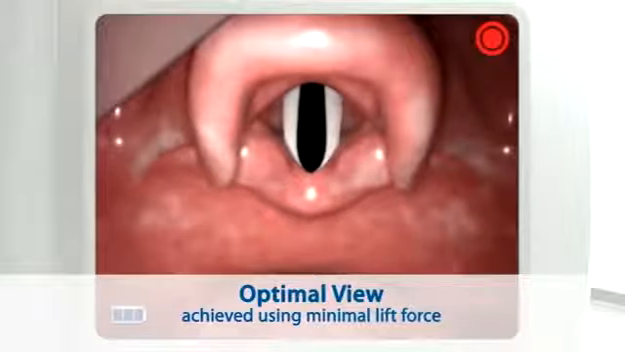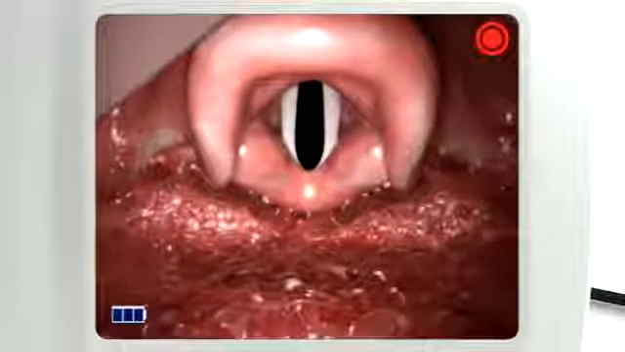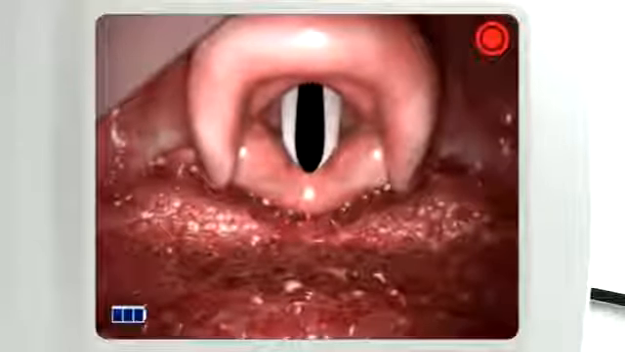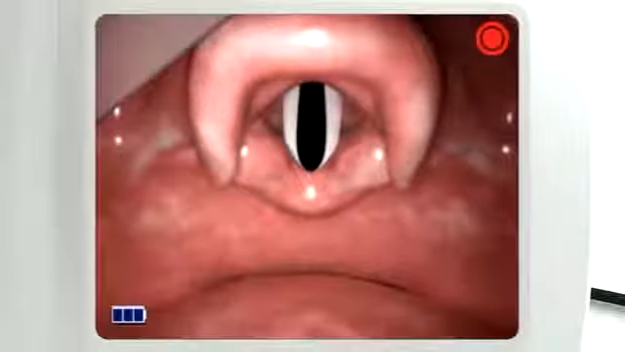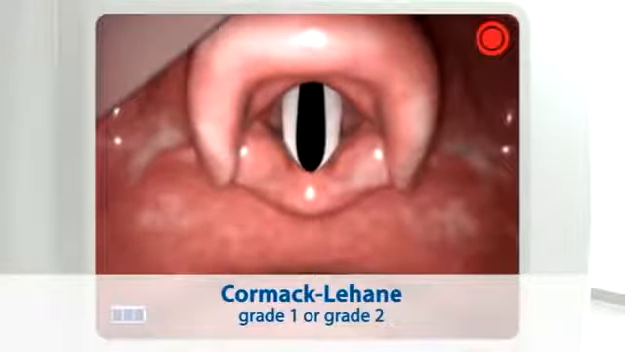This provides a wider view and more working space for intubation. The camera position further reduces the effect on the view from blood and secretions in the airway. The video image of the glottis using the GlideScope video laryngoscope typically is a Cormack-Lehane Grade 1 or Grade 2 view.